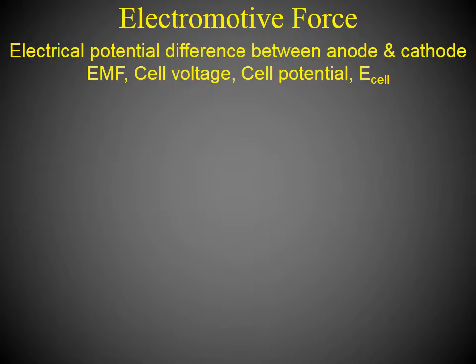Let's start putting some numbers now on this process. We have to define now the electromotive force. What is it? Well, it is that electrical potential difference between the anode and cathode, which we refer to as EMF, electromotive force, or cell voltage, or cell potential, or E subscript cell. Or let's just say in the case of a battery you're probably familiar with, a 1.5 volt battery, the 1.5 volt would be the electromotive force.